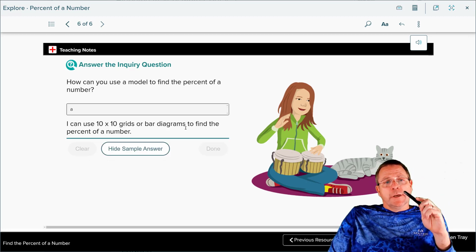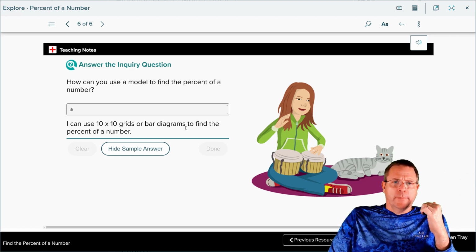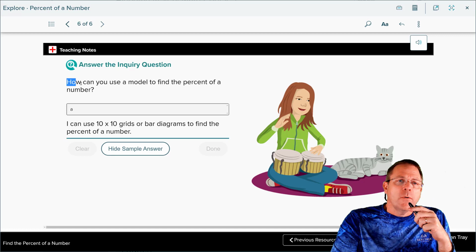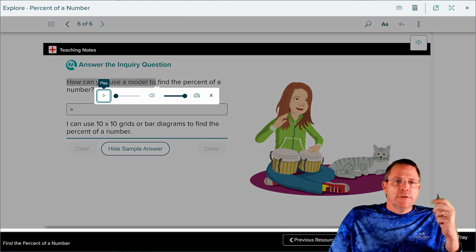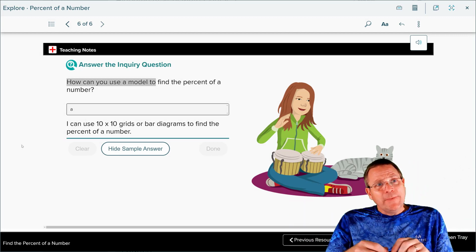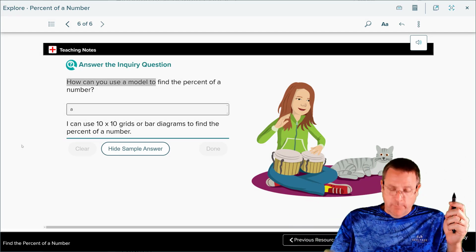Alright, the textbook said, I can use 10 by 10 grids or bar diagrams to find the percent of a number. Well, they didn't do a very good job answering the question, did they? Because the question was, how can you use a model? They just said, well, they can use a model. So I think they're kind of lacking in their answer there, but hey, that's just me. I don't get paid as much as they do.